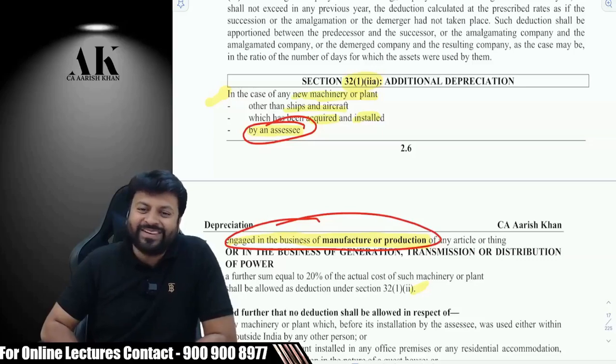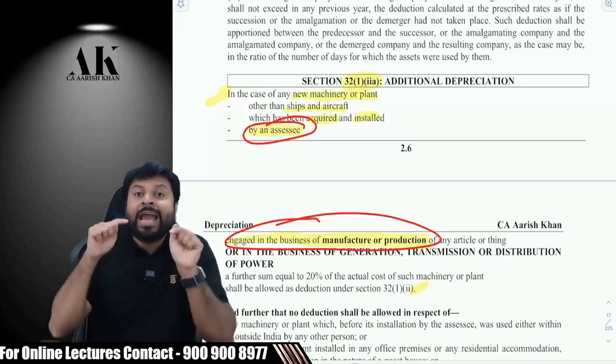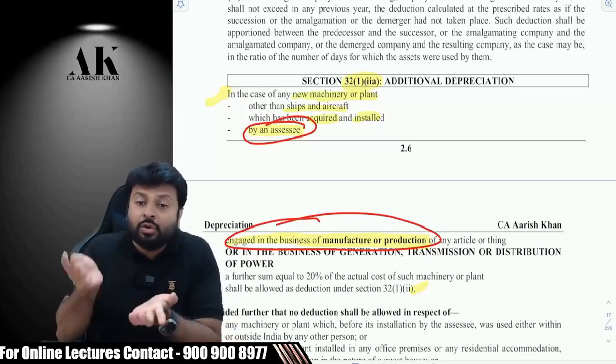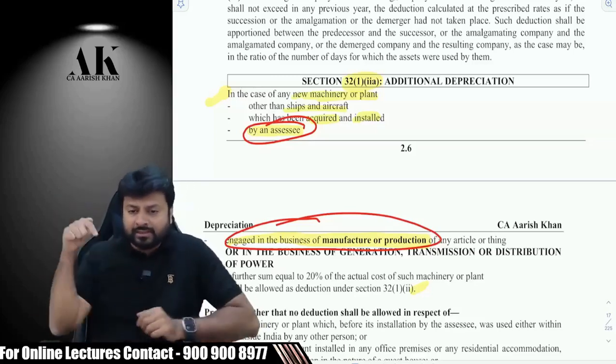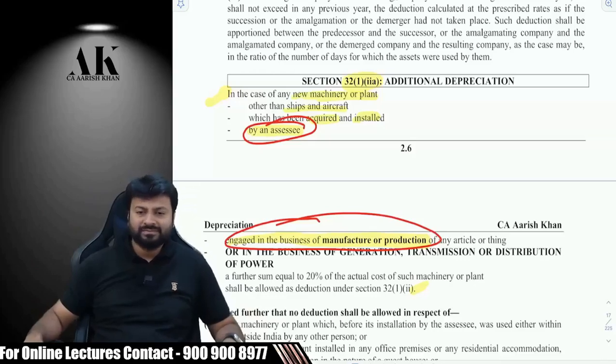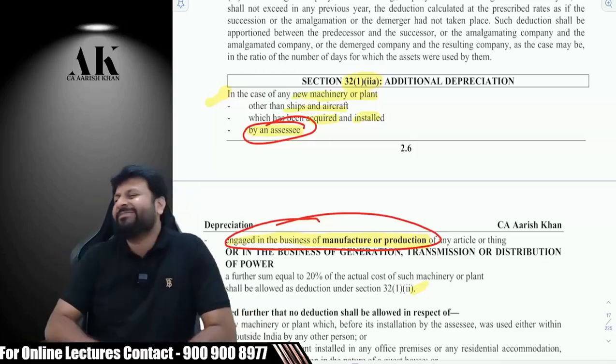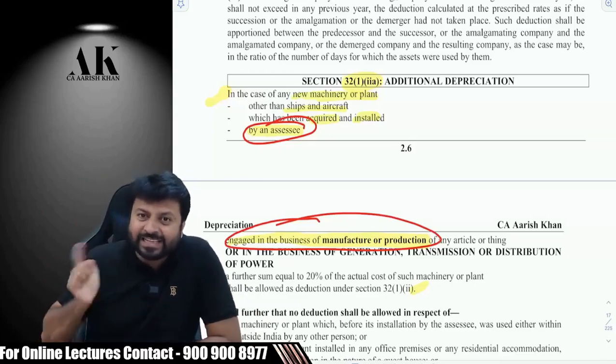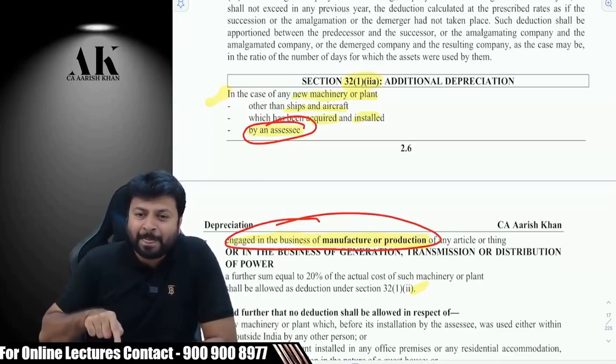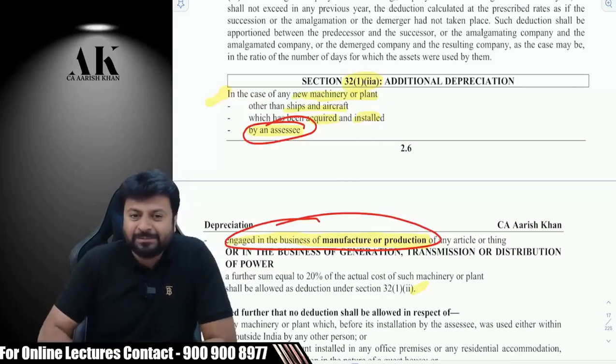Yes or no? The assessee started saying, where is it written that the assessee should use the new machinery for production? Is it written? It is only written that the assessee should be a producer, right? Is the assessee a producer? The answer is yes. So the government said that yeah, people are misusing this.